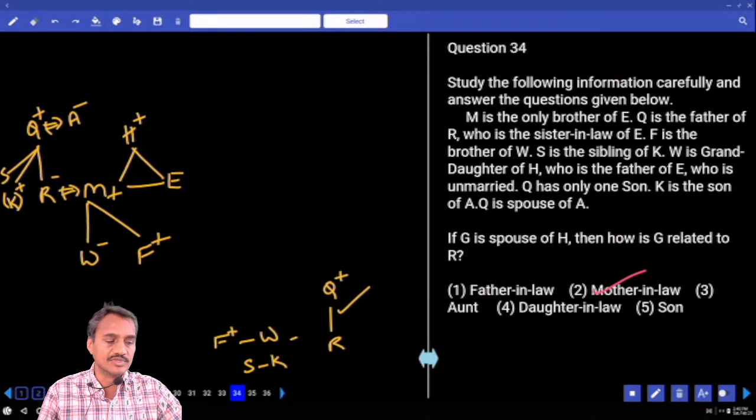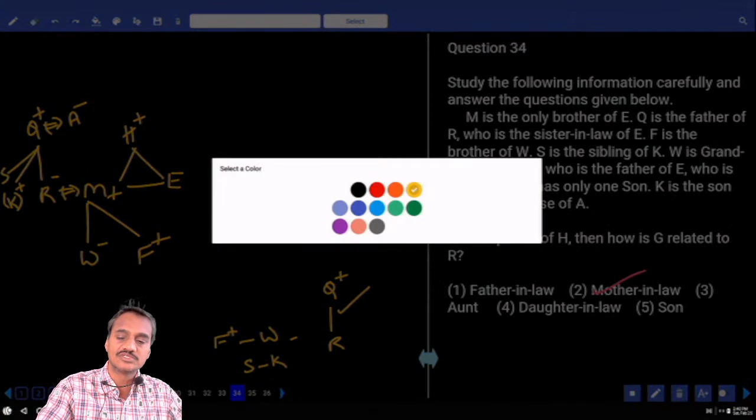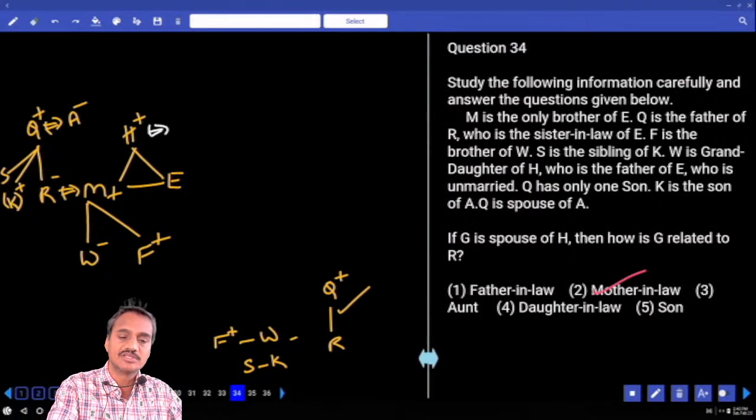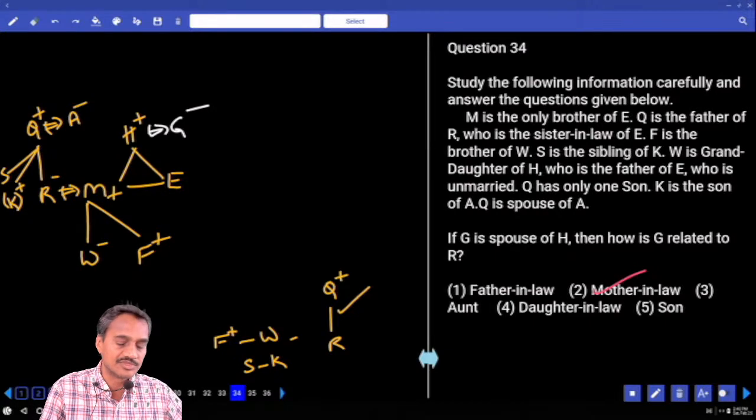Then question 34. G is the spouse of H, which means G is a female and H is a male. How is G related to R? R's husband's mother, that is, spouse's mother, mother-in-law. Choice 2 for question number 34.